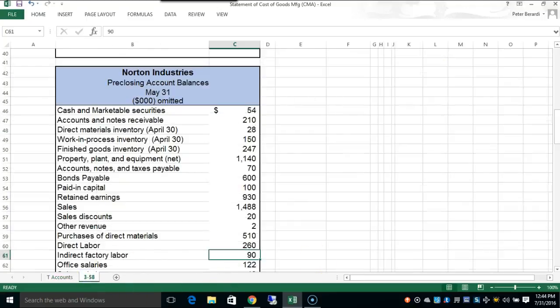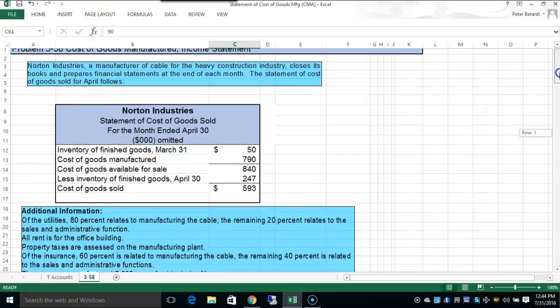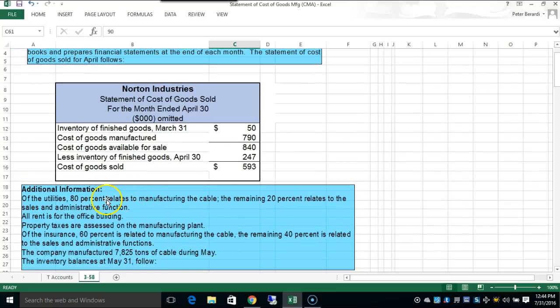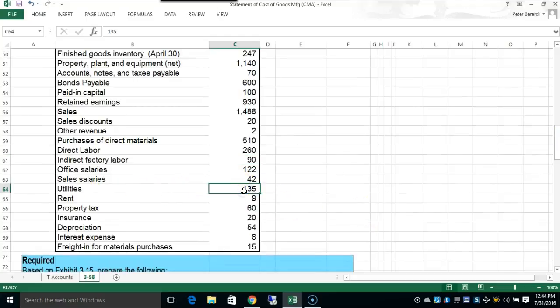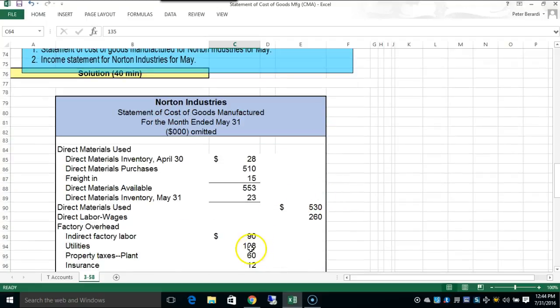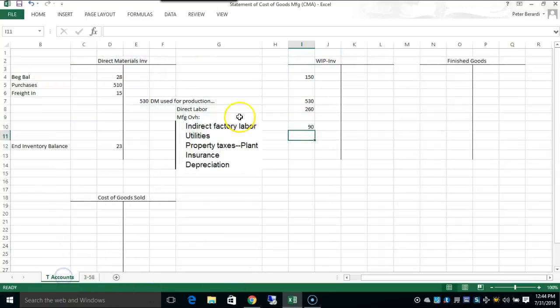Utilities. Now remember, the problem stated at the beginning that 80% of utilities are manufacturing related. So let's find our utilities number, which is 135, and multiply that by 80%, which will be 108, which is what they have here. So we'd be debiting utilities for 108, and that is 80% of utilities.